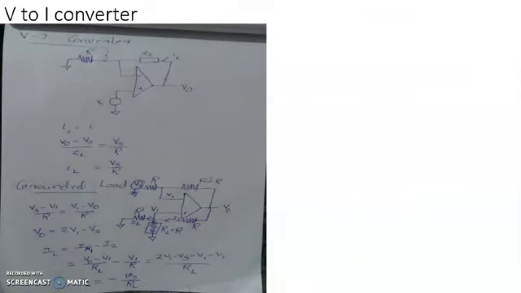A voltage to current converter is a circuit that will produce a load current proportional to the input voltage.